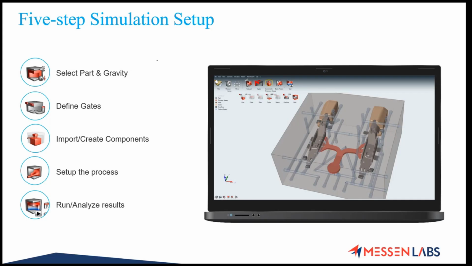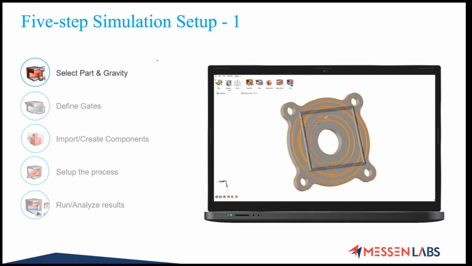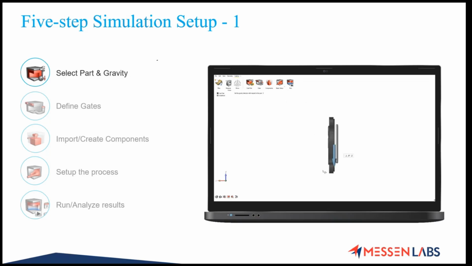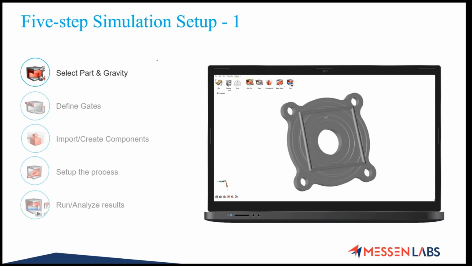So moving on to the workflow involved in this Inspire Cast, as I mentioned earlier, it's a 5-step process which involves select part, define gates, import or create components, set up the process and run the simulations. So in the first step, the user must import the CAD into Inspire Cast, specify the imported CAD as a part and specify which direction is the gravity for the flow of the molten metal.